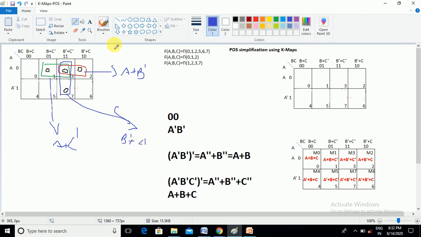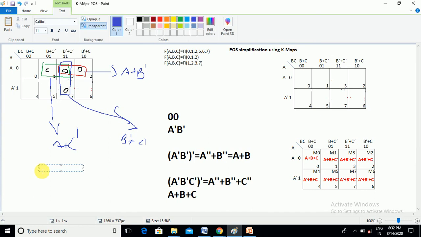Now you write the answer. The answer for the given Boolean function will be f of a, b, c will be (a plus c dash) into (a plus b dash) into (b dash plus c dash). So this is the answer for the given Boolean function.